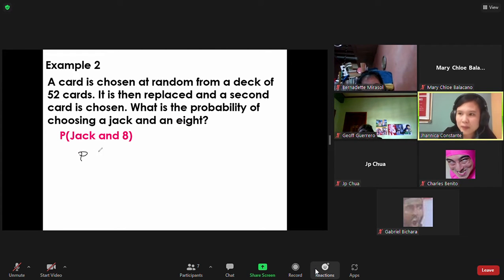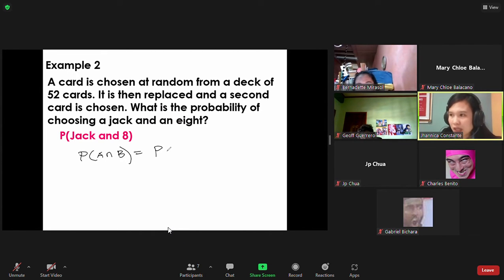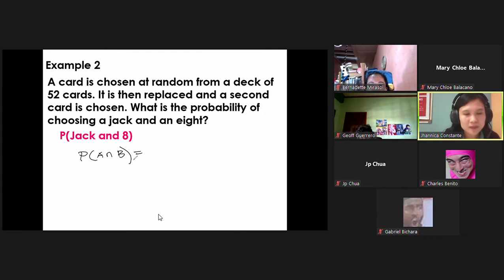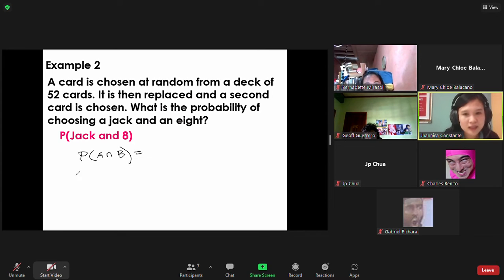So the probability of getting a jack and an 8. Since we have 52 cards, how many jacks are there in the deck of 52 cards that we have? How many jacks are in a deck of cards?